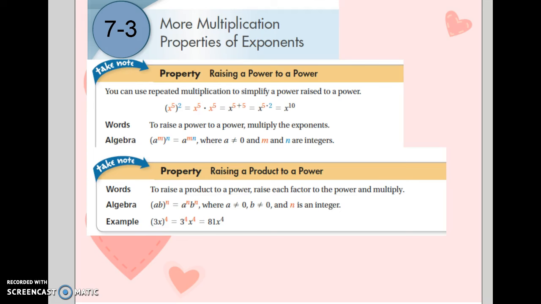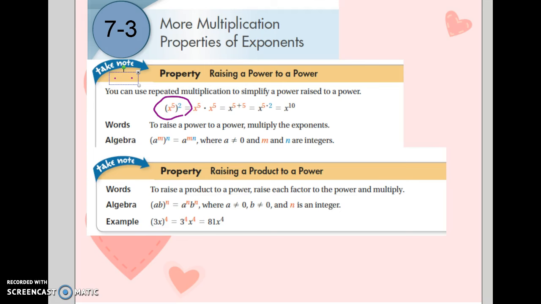One of them is called the power to a power property, and basically in this property, which is this top one over here, we're looking at when you have a power directly to a power. When you have that, you will multiply them together. Why is that? Because if you look here, x to the fifth power squared is the same thing as saying x to the fifth times x to the fifth, and in that case you would add them together, so you would get x to the 10th. So our shortcut is we just multiply them together.